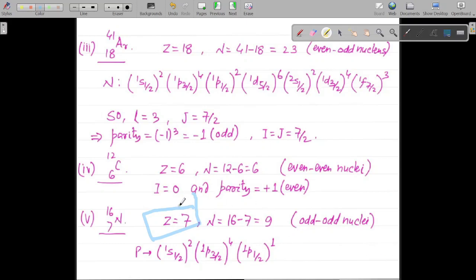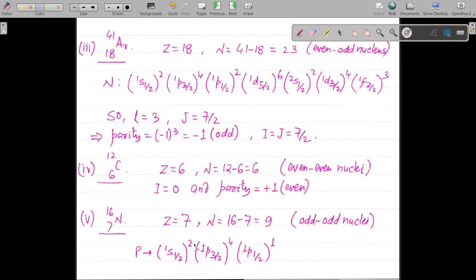So the number of protons is odd and the number of neutrons is odd. As both of them are odd, it is an odd nucleus. So what do we need to do then? What do we have to do in this particular case? Write with respect to proton also and write with respect to neutron also. Write the nuclear configuration with respect to proton and the nuclear configuration with respect to neutron. So with respect to proton, I have written 1s1/2 ^2, 1p3/2 ^4, 1p1/2 ^1.